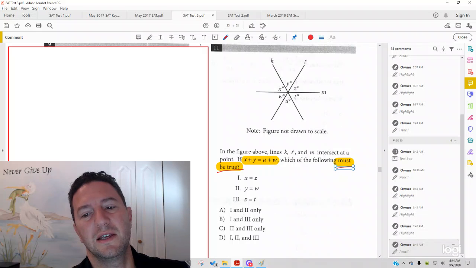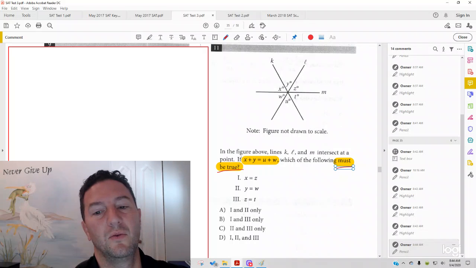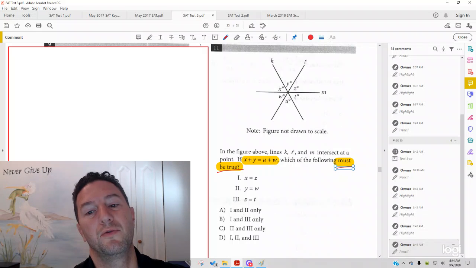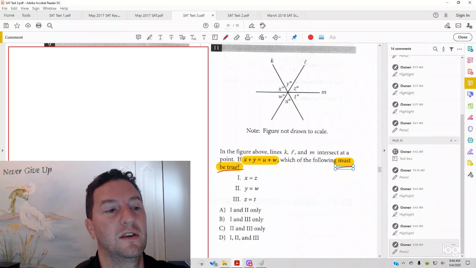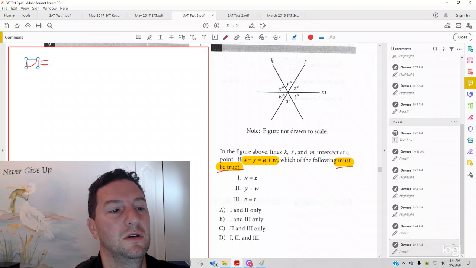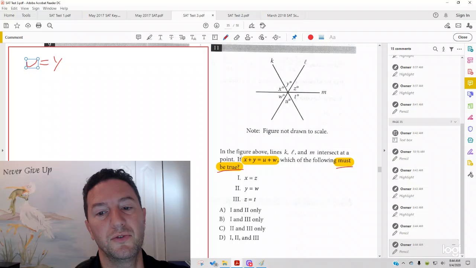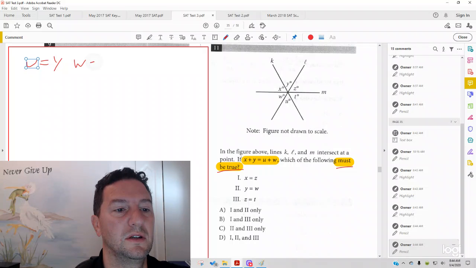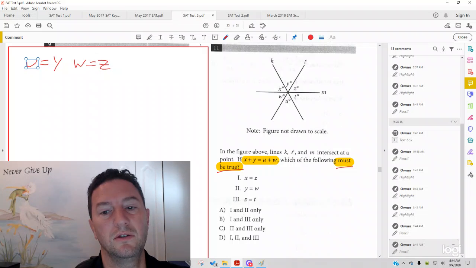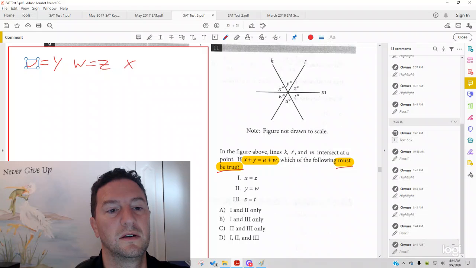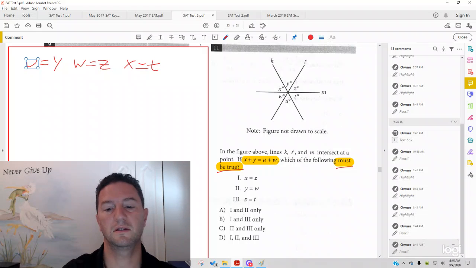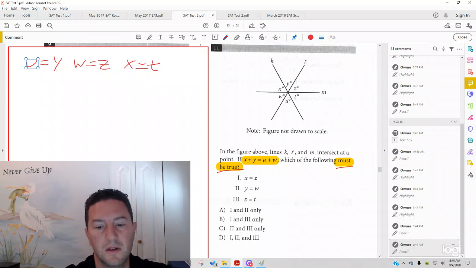Since those lines intersect, then what we have is a number of vertical angles. We have that u equals y. Those are vertical angles. W equals z. Those are vertical angles. And x equals t. So those are vertical angles.